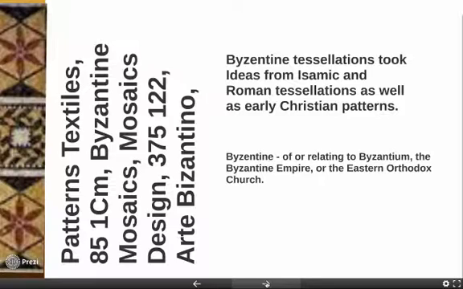Now, Byzantine is basically what they call the empire that encompassed the Eastern Orthodox Church. This is modern-day Turkey, Constantinople.